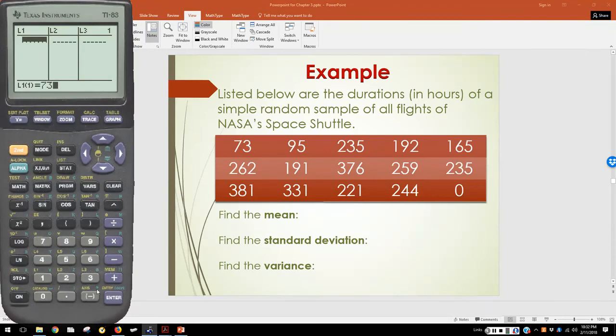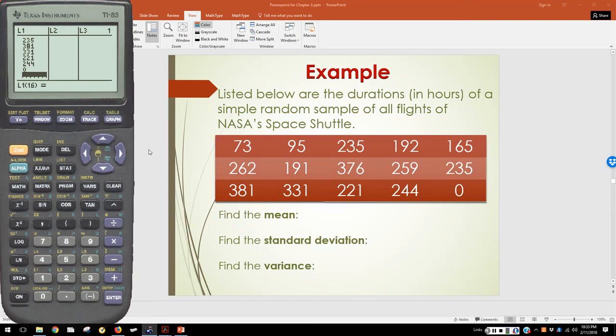We enter the data: 73, 95, 235, 192, 165, 262, 191, 376, 259, 235, 381, 331, 221, 244, and 0. Don't leave out the 0. That is a data value.